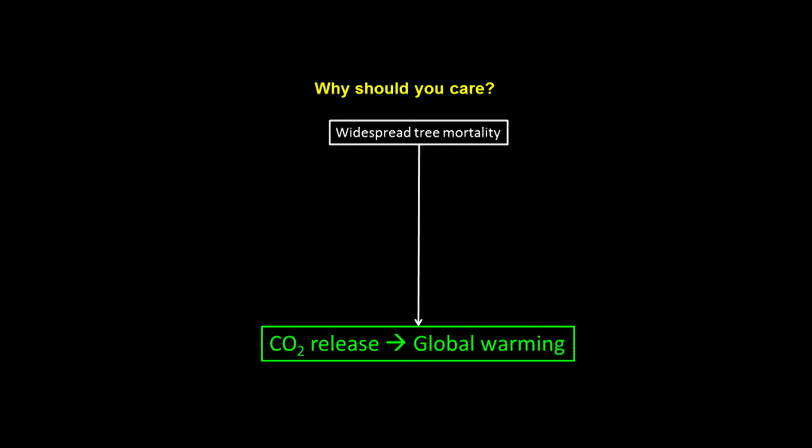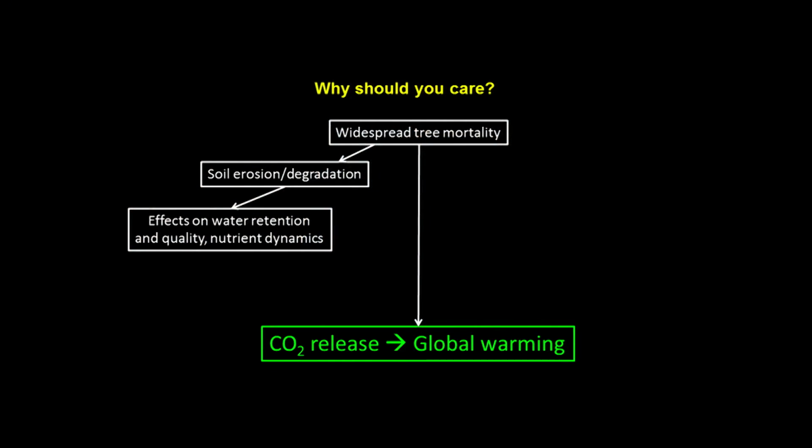So why should you care? Well, when you have trees die on a large landscape scale, all that biomass turns into CO2, which contributes to global warming. So this is through degradation of the wood, for example, as well as perhaps increased intensity and frequency of fires, which, by the way, provide a hazard also for humans. But there are also all sorts of indirect effects. So if you have widespread tree mortality, you can expect an increase in soil erosion and degradation of the soil, effects on water retention and quality, and on nutrient dynamics, which in turn affect the microbial community dynamics in the soil, which in turn affect the amount of carbon that's stored in that soil, which can then turn into CO2 and be released into the atmosphere.